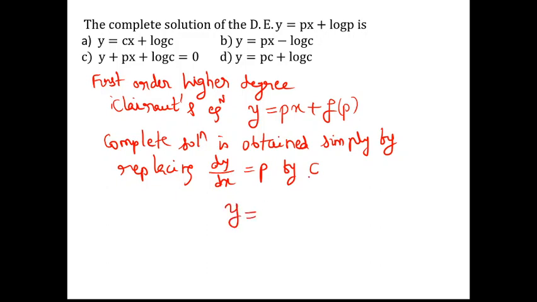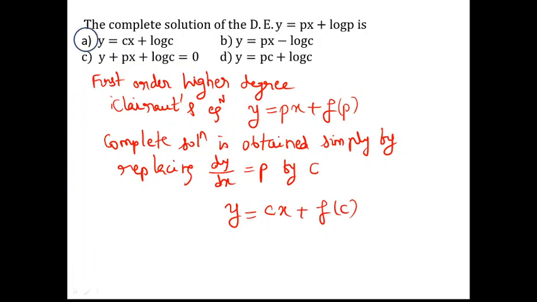In place of p, I will write c. So this is cx plus f of c. So what is f of c here? Here y equal to px plus a function of p, so everywhere we will replace p by c. So what we find, y equal to cx plus log c is the correct one. So that's why option number A is the correct choice.